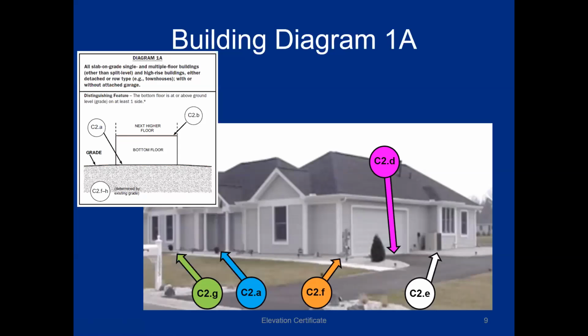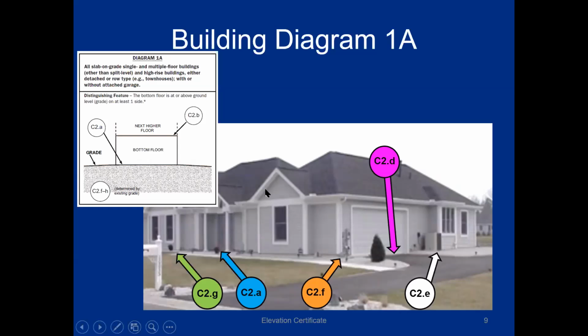1A, here is your basic house that is slab on grade. Distinguishing feature: bottom floor is at or above ground level on at least one side. So it might be below on one or more of the other sides, but it is at or above ground level on at least one side. In the world of compliance, if you look at actual standards for construction of buildings, a floor and enclosure which is at or above ground level on at least one side is not a basement by definition. Basements are defined as enclosures which are below ground on at least one side. So here's what that looks like.